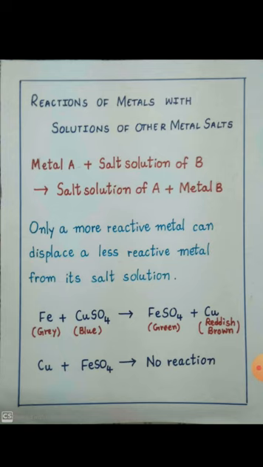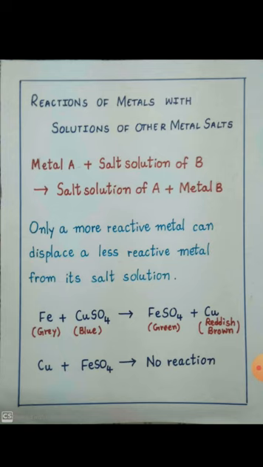Let us see one more example. Zinc plus copper sulfate, Zn plus CuSO4. We know that zinc is more reactive than copper, and hence it displaces copper from copper sulfate. We will get a colorless solution of zinc sulfate and reddish brown copper. We can write the chemical equation as Zn plus CuSO4 gives ZnSO4 plus Cu.